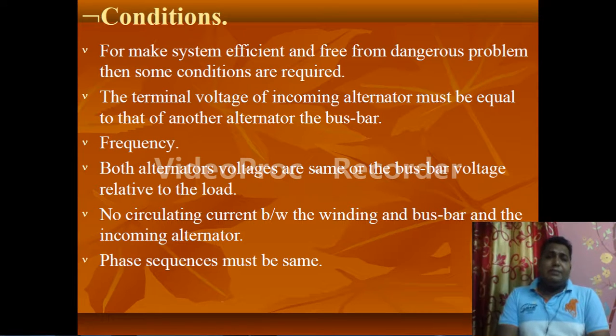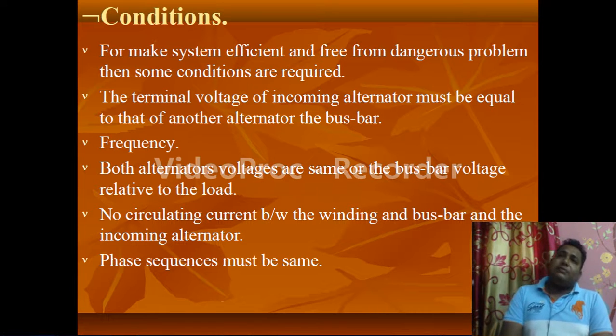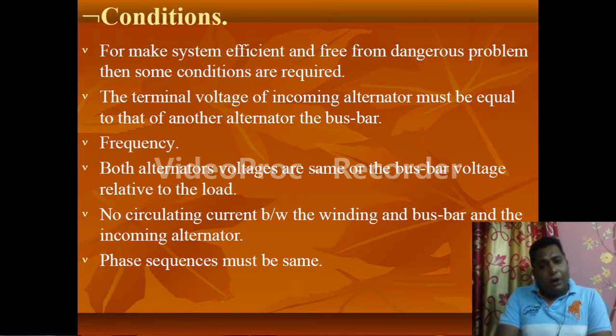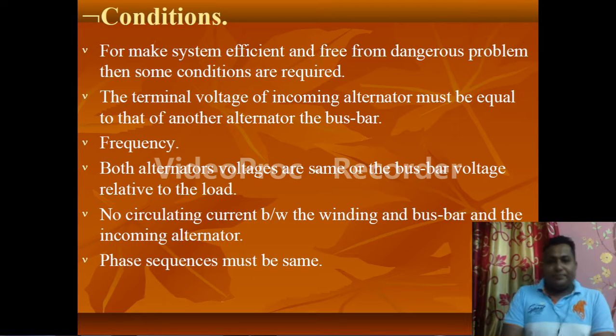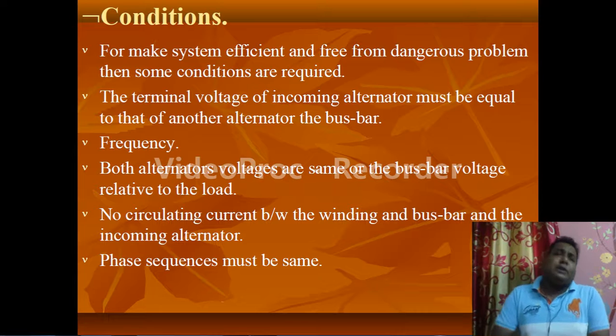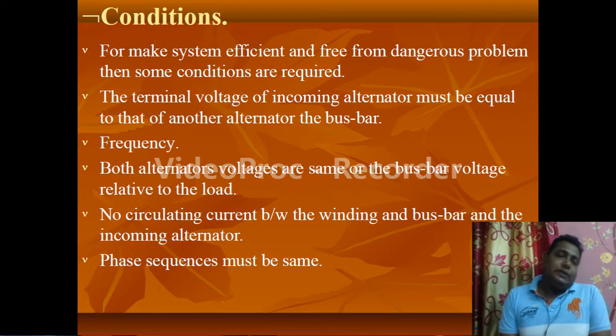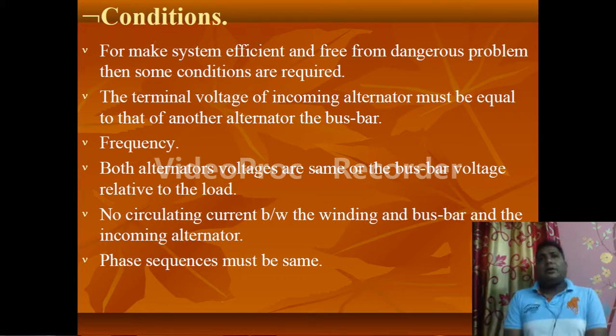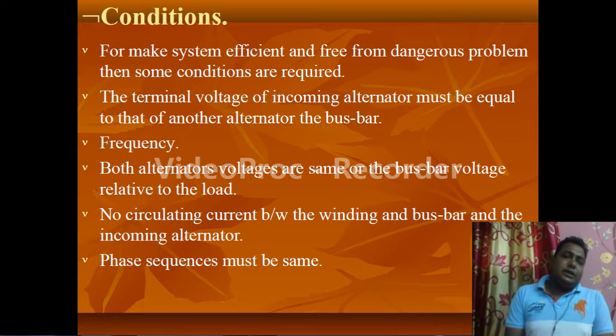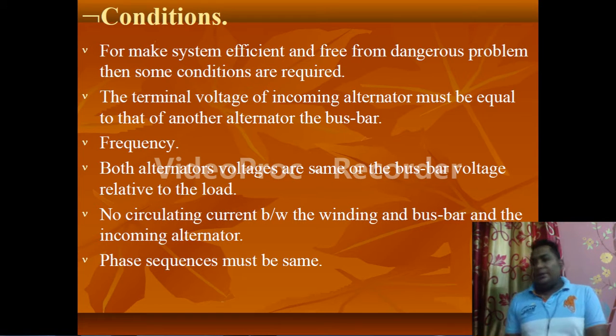To make the system efficient and free from dangerous problems, some conditions are required. What are the conditions? The terminal voltage of the incoming alternator must be equal to that of the other alternators connected to the bus bar. That means all the alternators we connect must have the same voltage and kVA rating. Then the frequency: say one alternator is generating a frequency of 50 and another is generating 60.